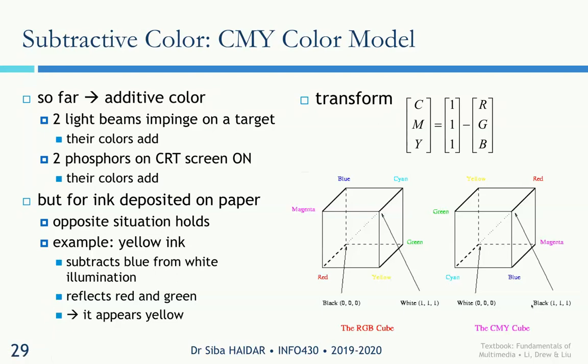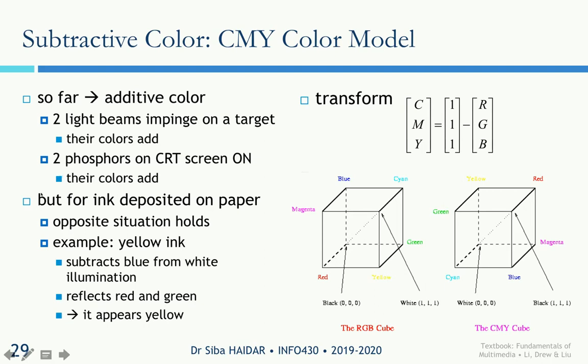Another color model we will study is the subtractive color model, the CMY color model we are going to see in this slide. So far, you studied additive color, so a color plus a color. When two light beams impinge on a target, their colors add. That's what we say on CIELAB and on CIE XYZ. And when, for example, on a cathode ray tube screen, two phosphors are on, their colors add. So it is like one color plus the other color.